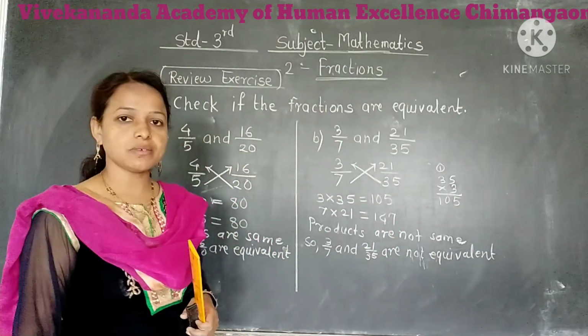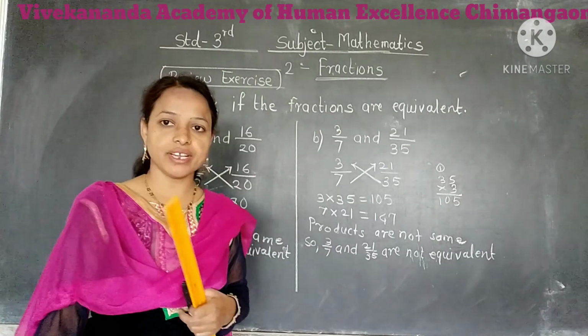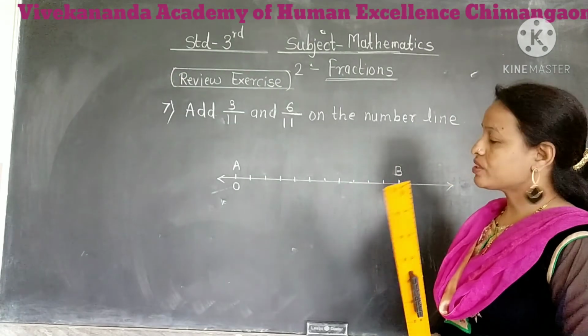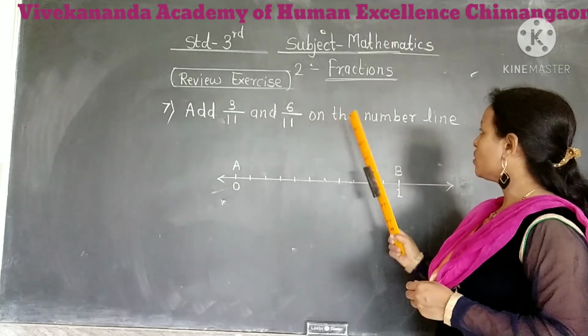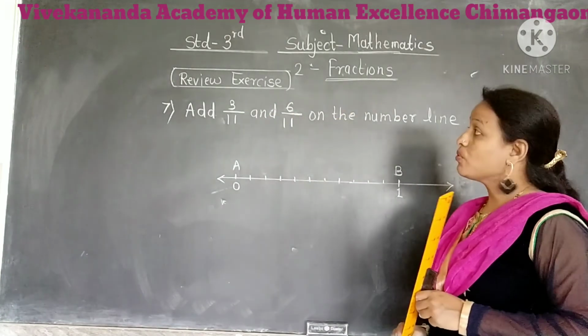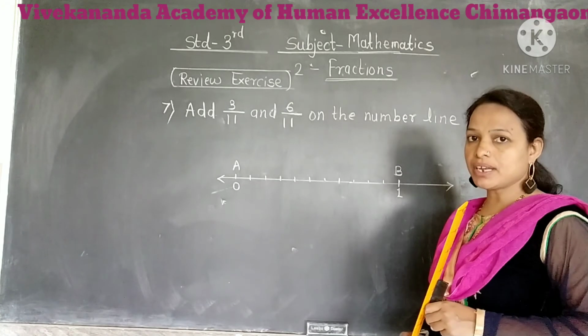In this way, by cross multiplication, we will find it. Next question. Add 3 upon 11 and 6 upon 11 on the number line. Here we have to add a given fraction on the number line.